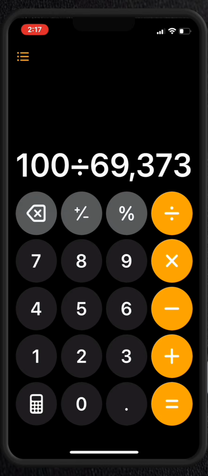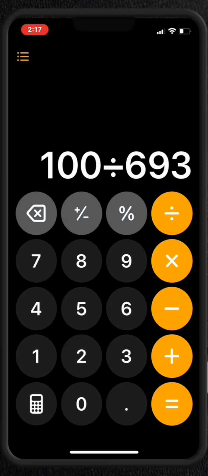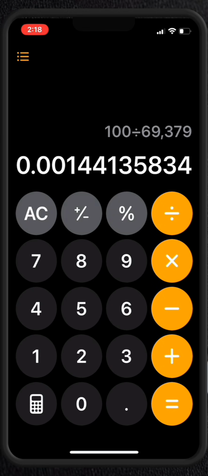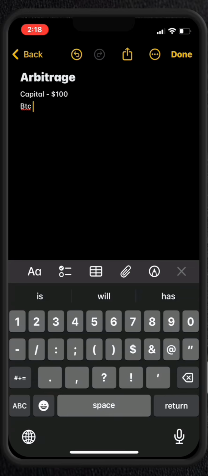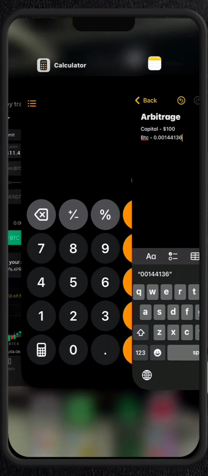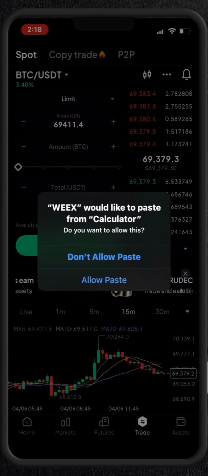So guys, if we are to be buying BTC worth $100 at this rate, we are going to be receiving a total of 0.00144136 BTC. After buying this BTC, I'm sure you must be curious as to where you can sell it to make good profit. So guys, just follow me through. I'll be explaining this for you practically.